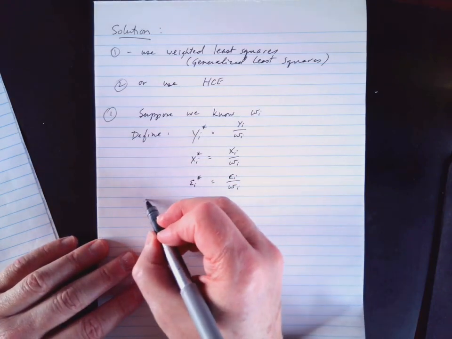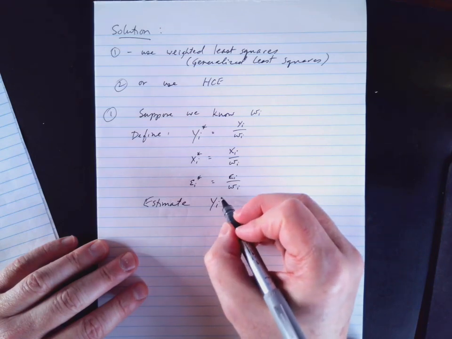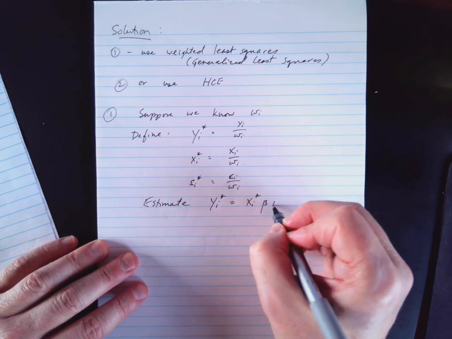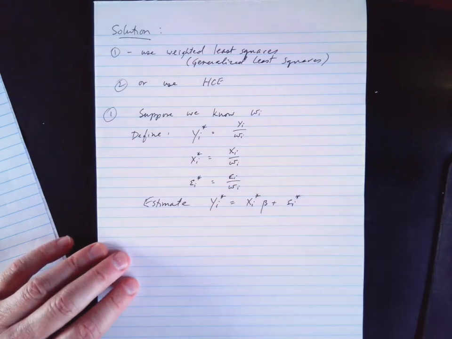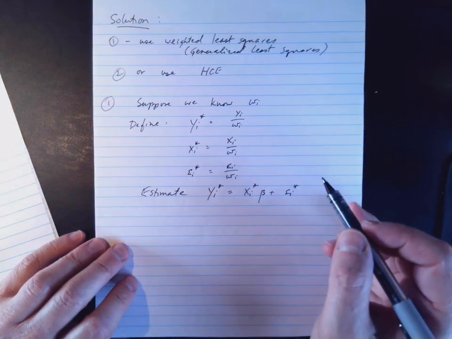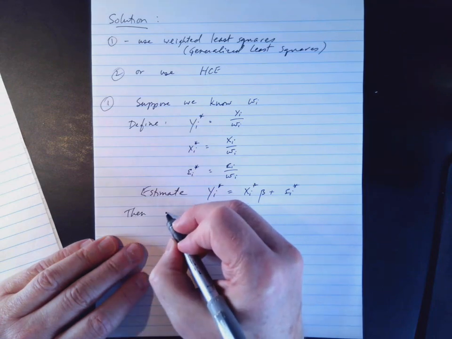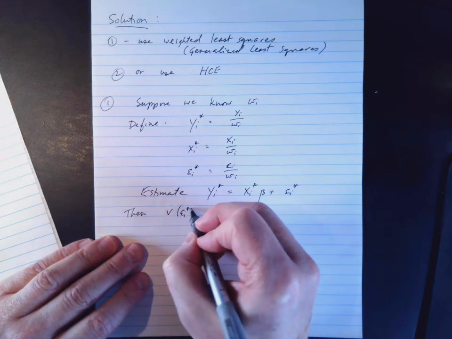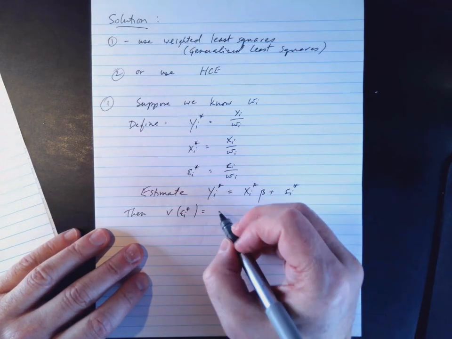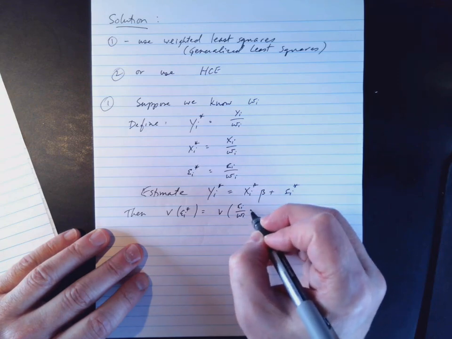And then if you estimate your regression, y star equals x star beta plus epsilon star. If you run the regression like that, then the variance of epsilon star is, well, that's how we defined it, the variance of epsilon over omega.